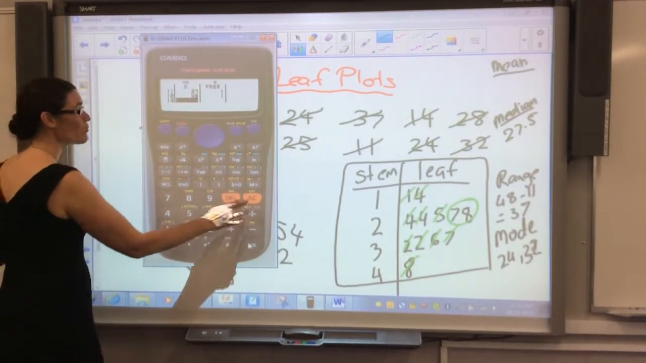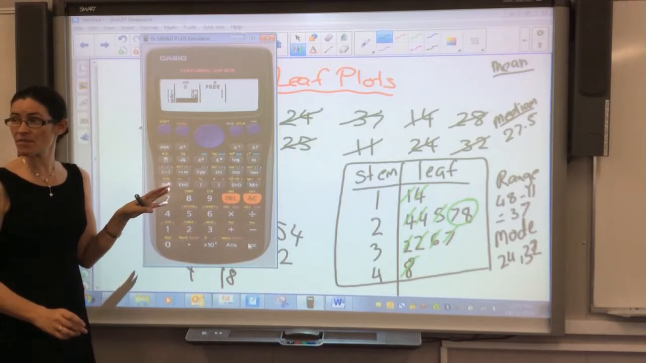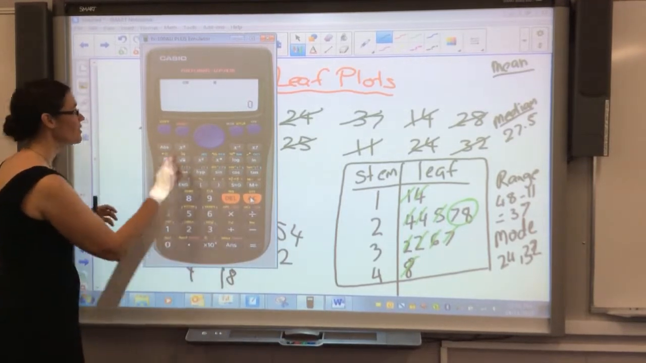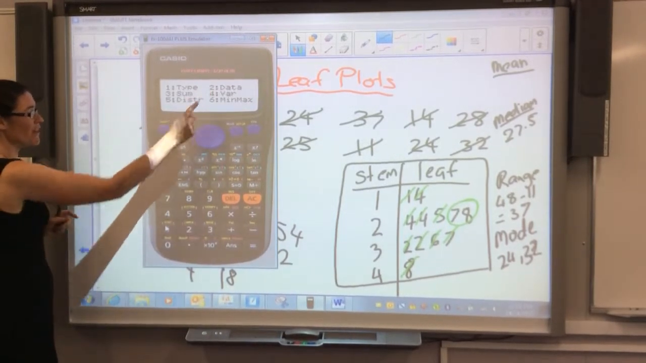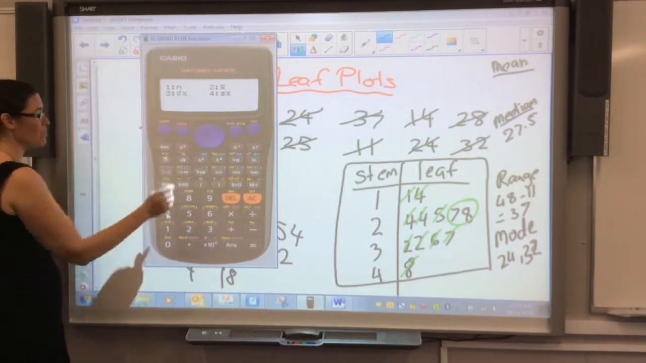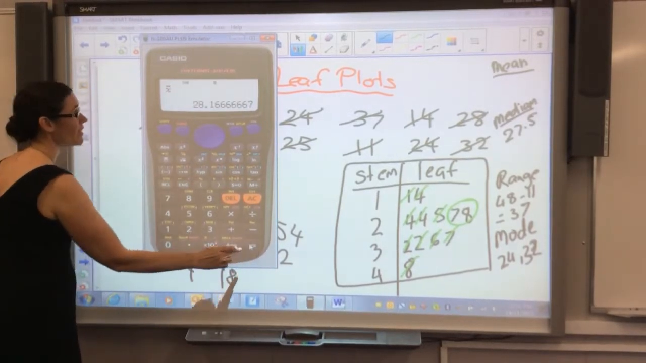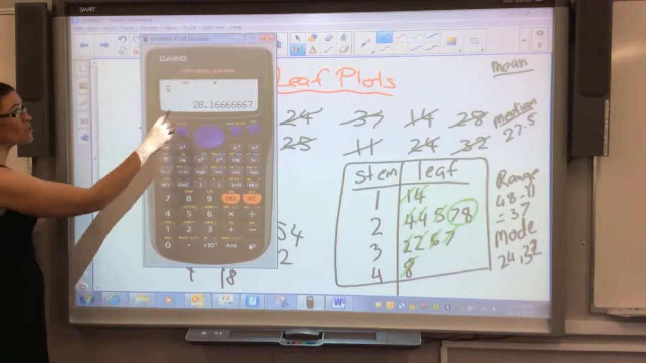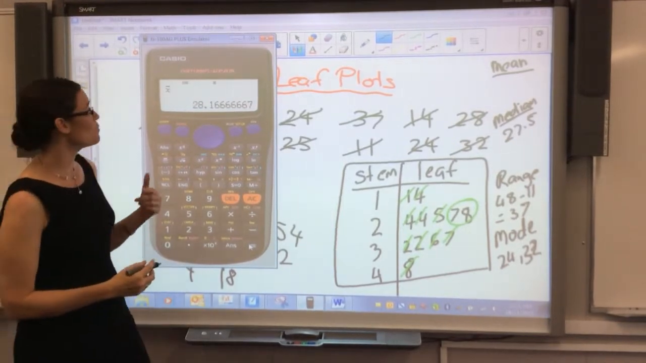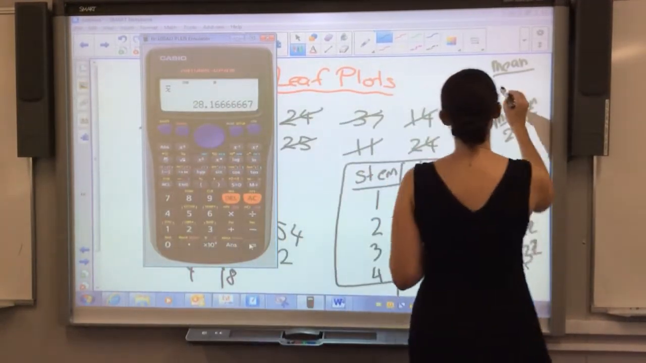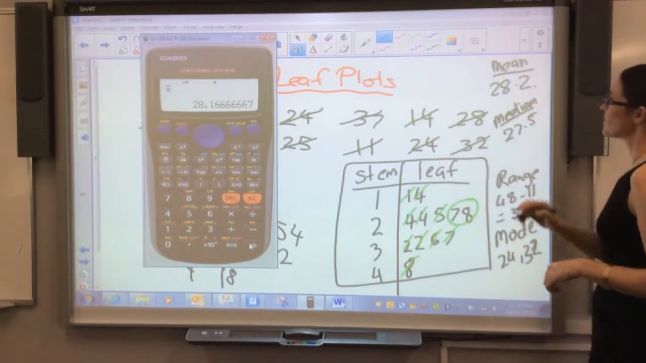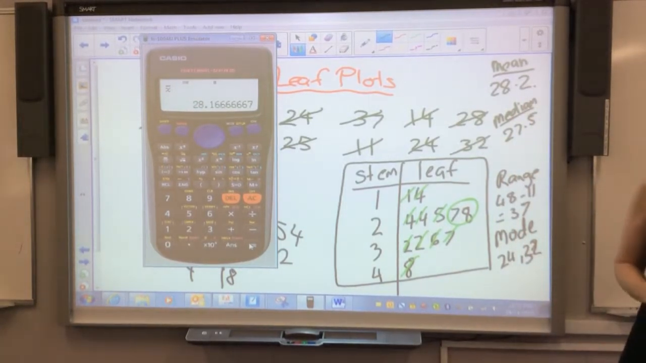So I press AC to get out of this screen. Shift 1 gives me variables, which is 4. I want X bar. And I get 28.16 repeating, which would be 28.2 to 1 decimal place. What's the other thing we learned the other day? We learned a new measure of spread. Not range, what was it?